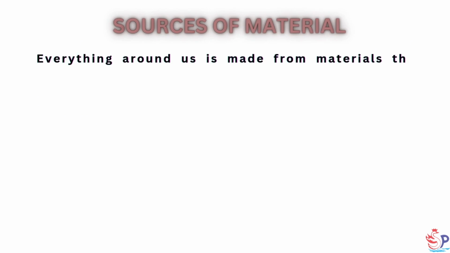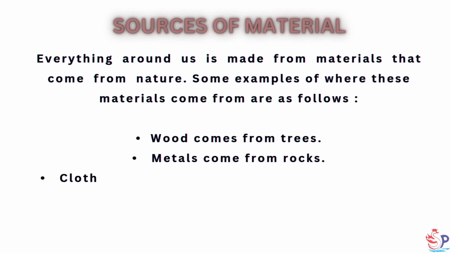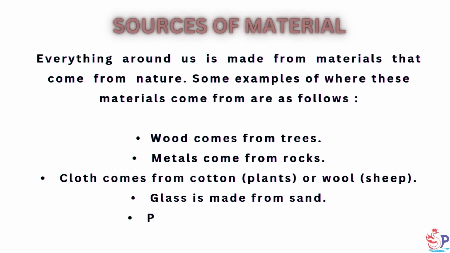Sources of material. Everything around us is made from materials that come from nature. Some examples of where these materials come from are as follows. Wood comes from trees. Metals come from rocks. Cloth comes from cotton, plants, or wool, sheep. Glass is made from sand. Paper is made from trees.